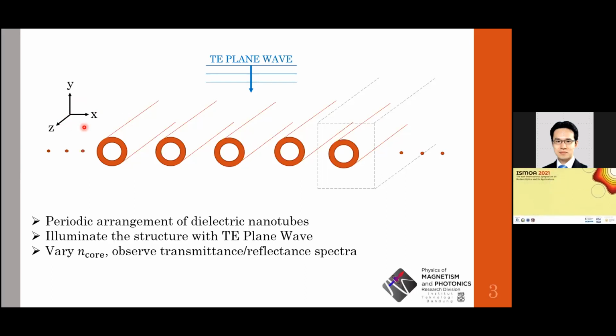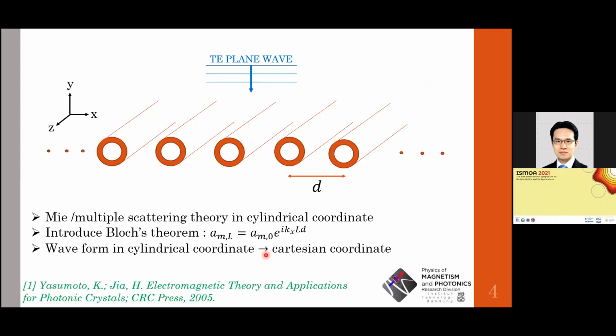What we will try to do next is we will vary the refractive index of the core material in the hope that the system will show some response upon changing the refractive index of the core material. And hopefully that response will be useful for us. Later on, to observe the response of the system, we will look into the transmittance or reflectance spectra of the system. So now how do we conduct this study?